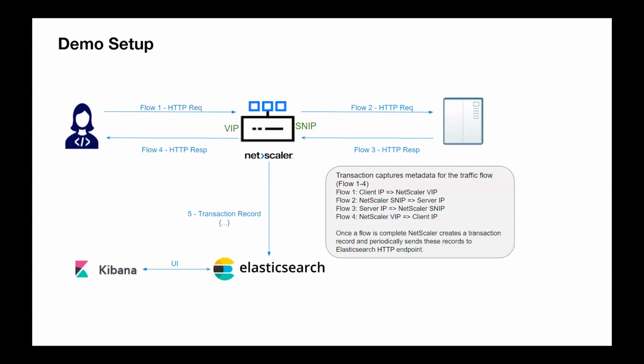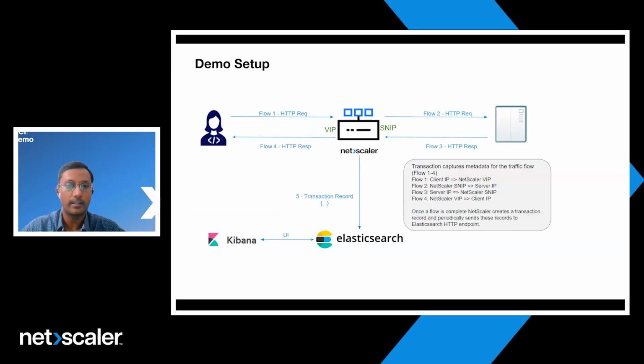NetScaler is going to create transaction records, which are basically the metadata for this complete user flow, and send that transaction record as a JSON payload to Elasticsearch. Elasticsearch is going to index it, run its own algorithms to process this data, and then you can view this on the Kibana UI.